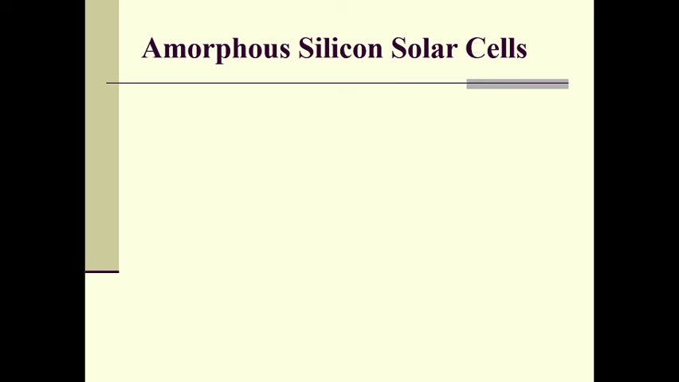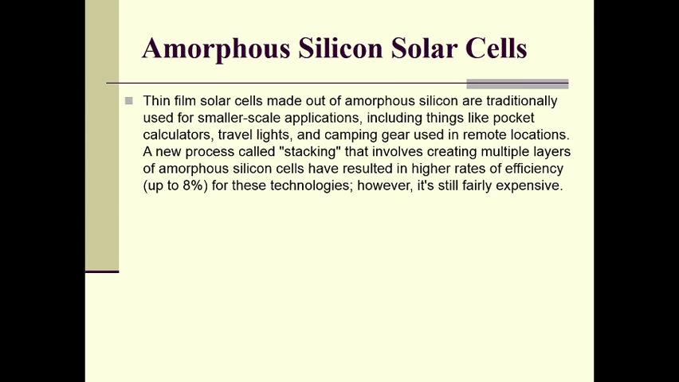So let us move to amorphous silicon solar cells. Thin film solar cells made out of amorphous silicon are traditionally used for smaller scale applications, including things like pocket calculators, travel lights and camping gear used in remote locations. A new process called stacking, which involves creating multiple layers of amorphous silicon cells, has resulted in higher rates of efficiency, up to 8% for these technologies. However, it's still fairly expensive.